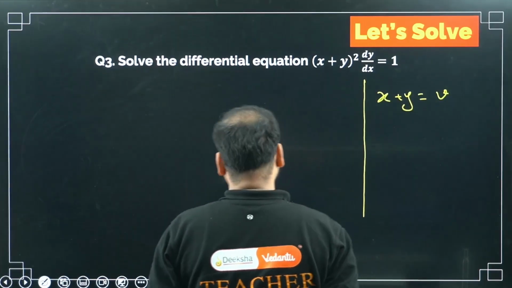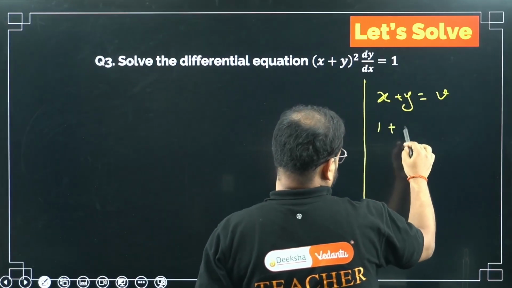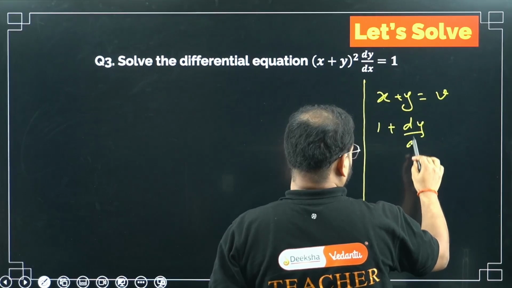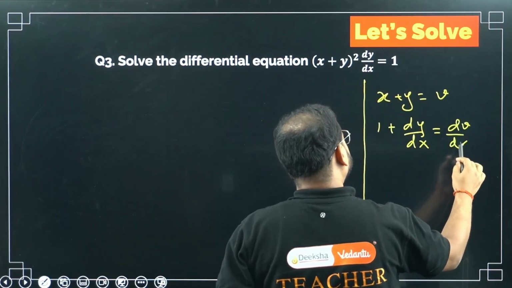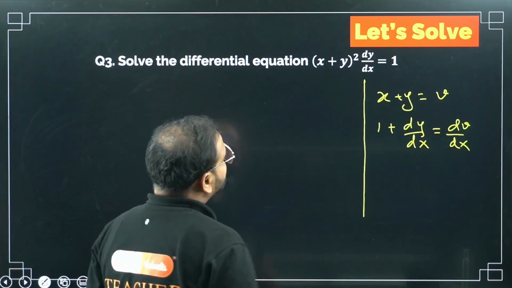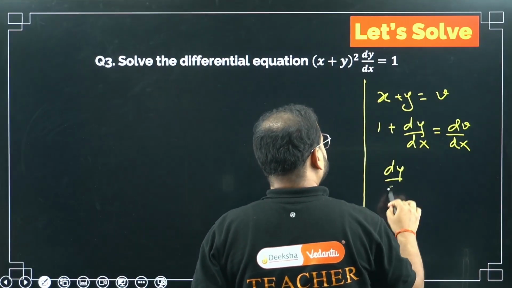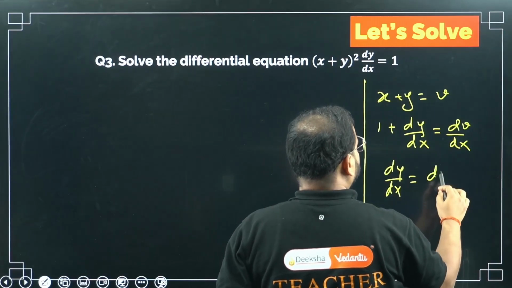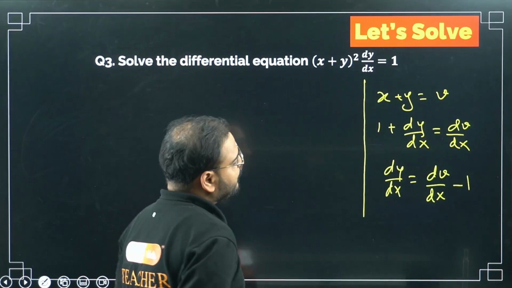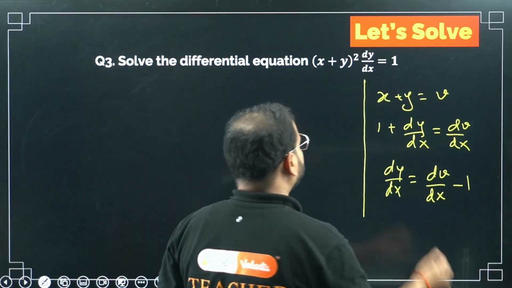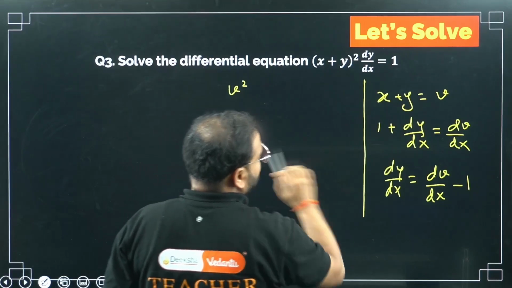If I do that, differentiate. First you have to find the value of dy by dx. So it will become dv by dx minus 1. No confusion over here. Now put it back. Over here x plus y will become v. So v squared times dy by dx is what?